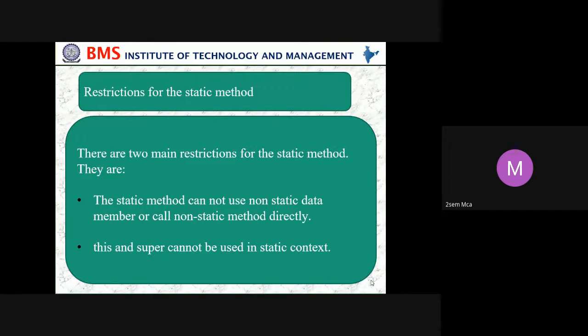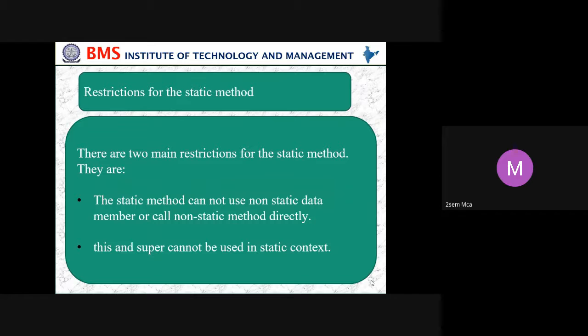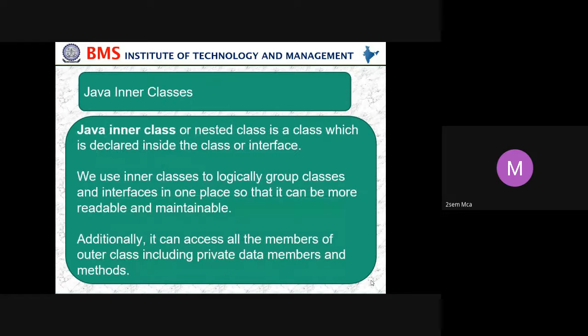There are two restrictions for the static method. The static method cannot use non-static data members or call a non-static method directly. The this and super keywords cannot be used in a static context. You have to remember this second one, because we generally forget and use it, but whenever you are using static, you should not use the super keyword and the this keyword.